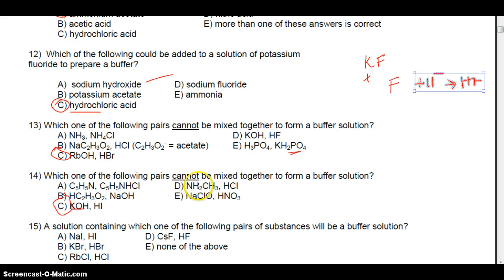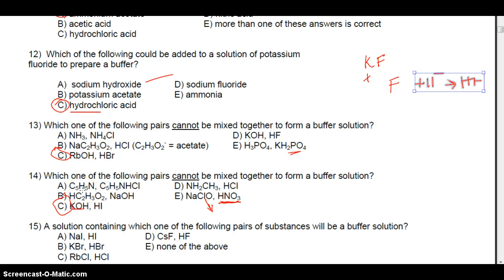Same story with D, NH2CH3. By adding that HCl, it's going to accept the proton and form NH3CH3+, and then you'll have your conjugate present as well as your base. And then your last one, NaClO. ClO- is our conjugate, so what we need is HClO, the weak acid, and what you're going to do is add HNO3, and that will actually form that acid. So all those guys are buffers with the exception of C.